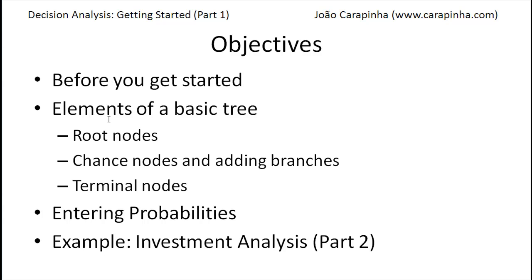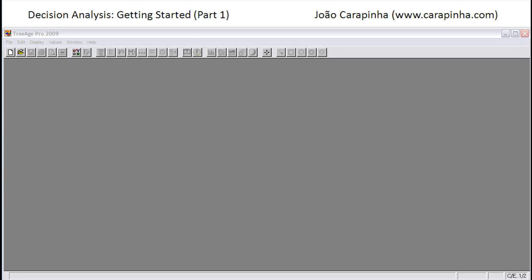Next I'll discuss elements of a basic tree, that's your root nodes, chance nodes, and adding branches and terminal nodes, and also entering probabilities. And I'll end off by briefly mentioning an example that will be covered in part 2 of a series of videos to be released. When you download TreeAge and open it up for the first time, this is the screen that you'll be met with.